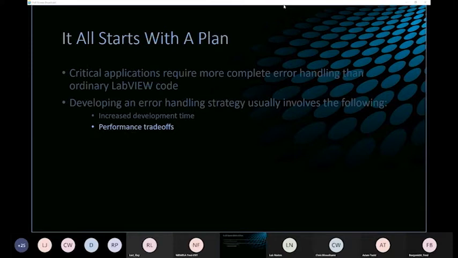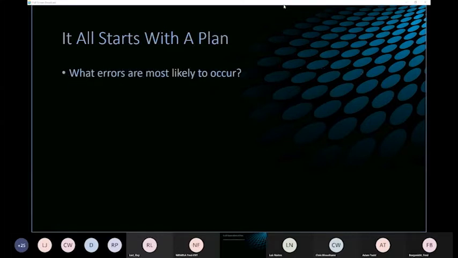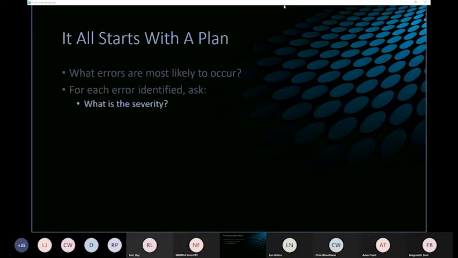If a section of code is very critical and error handling is essential, then maybe the trade-off in performance will be acceptable based on the level of risk and hazard. All right, so one of the first questions you want to ask is what errors are most likely to occur, right? You want to think about the most likely errors and try to address those and handle those in your error handling strategy. So for each error that you identify, then you have some additional questions to ask.